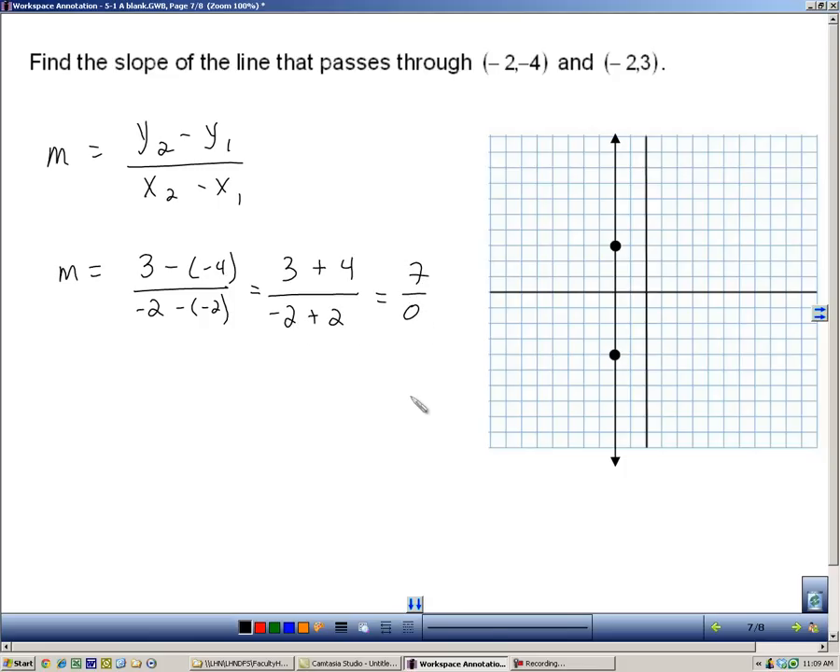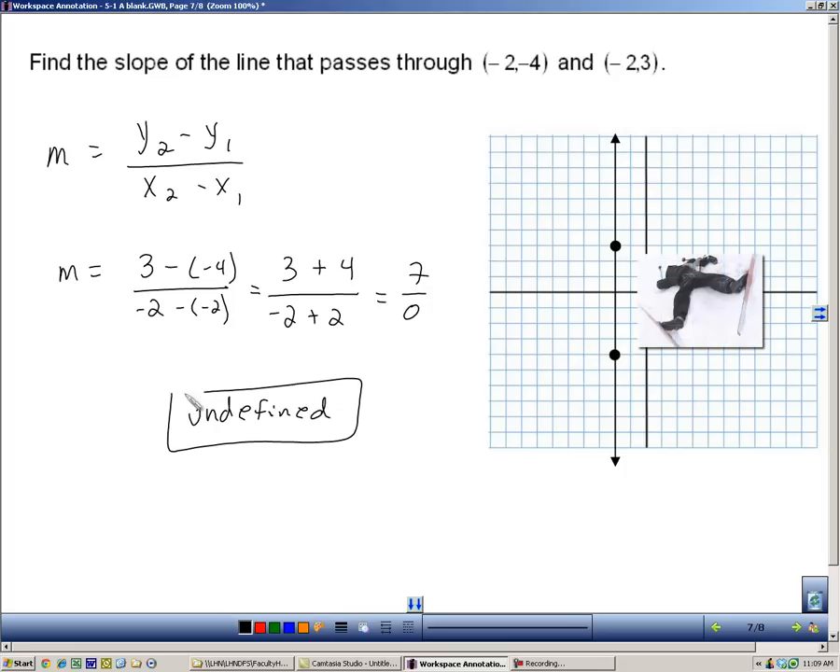Now it turns out that if you have a 0 on the top of a fraction, you end up with a 0 for the answer. But if you have a 0 on the bottom, we say that that's undefined. If you plug that into your calculator, you're going to get an error. And we knew this anyway because we said that all slopes of vertical lines are undefined.